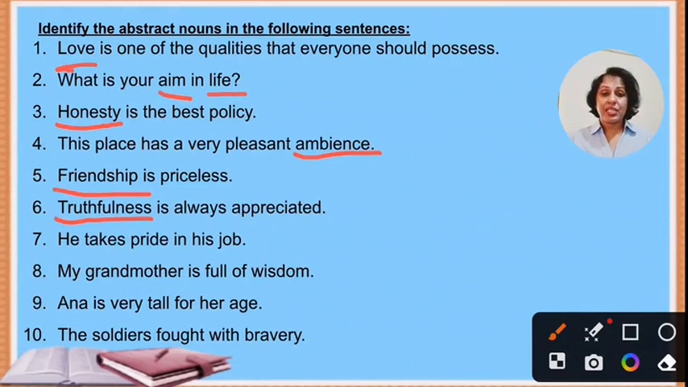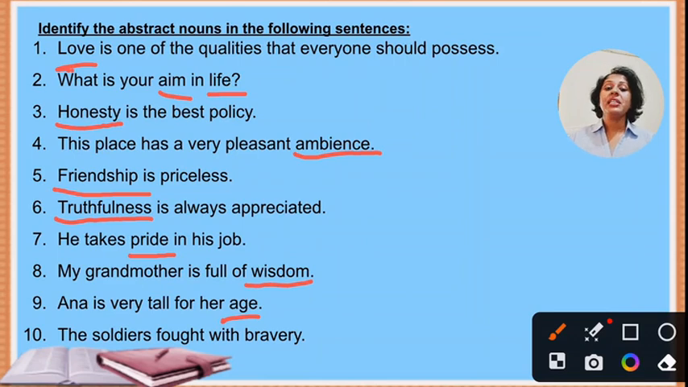Which is an abstract noun? Pride is an abstract noun. Next, my grandmother is full of wisdom. The word wisdom is an abstract noun. Anna is very tall for her age. Age is an abstract noun.